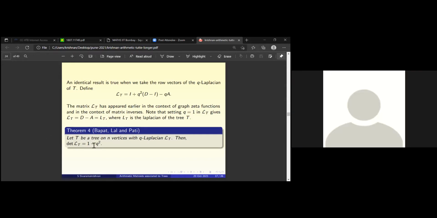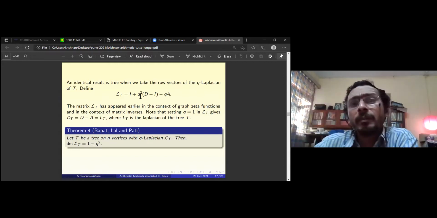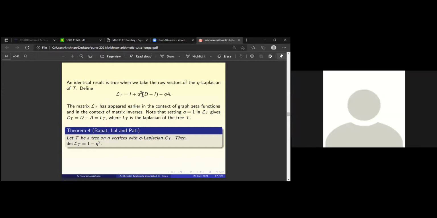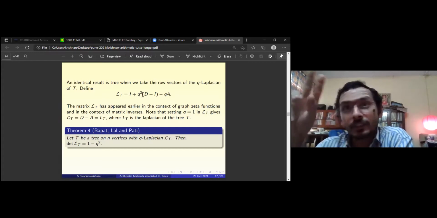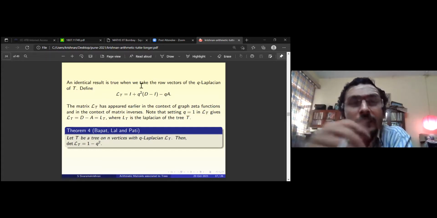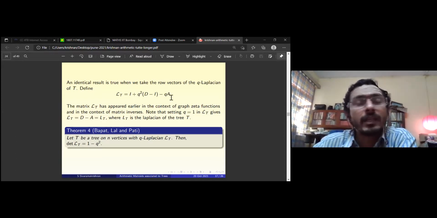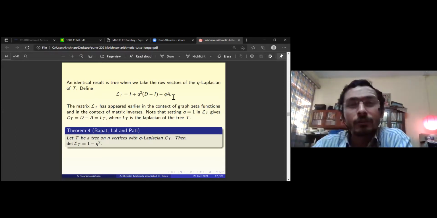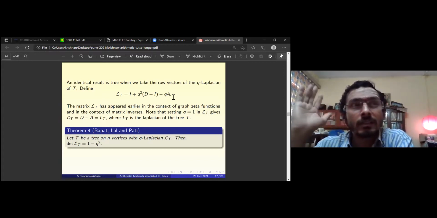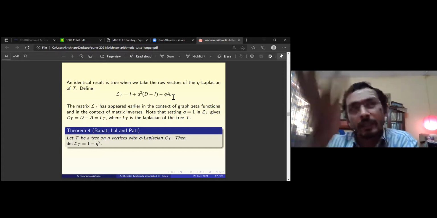Is there a relation or no relation between them? No, this is a different matrix that is associated to the tree, because this is related to the Laplacian. It's not the Q analog in the same sense. There is a Q analog of the distance matrix, and this is a Q analog of the Laplacian. There is no distance involved here. This is just (I plus Q squared D) minus Q A. There is no distance at all. To define the Q analog of the Laplacian, we don't need distance at all. It's a different concept.